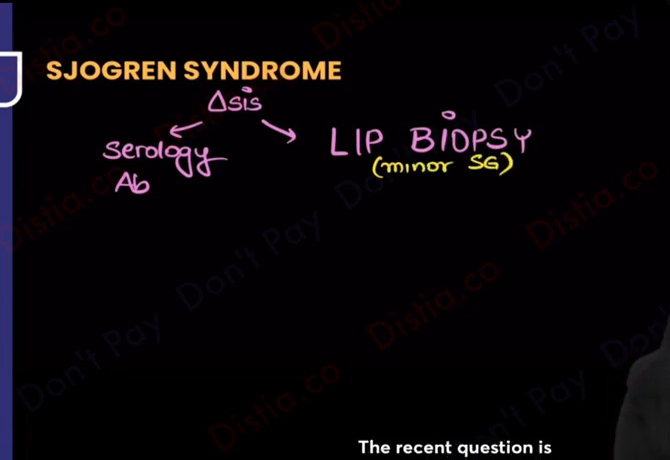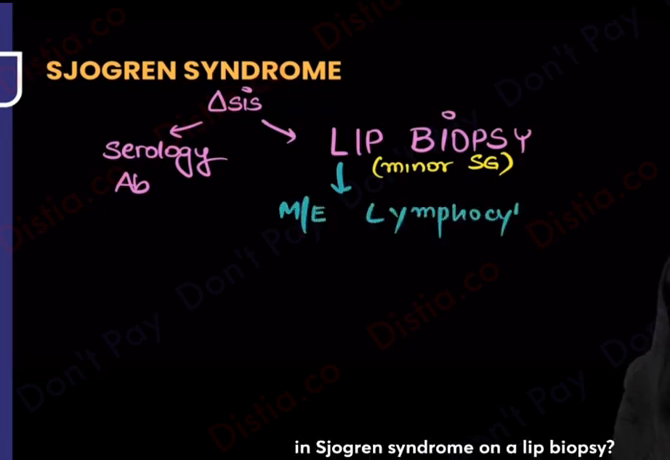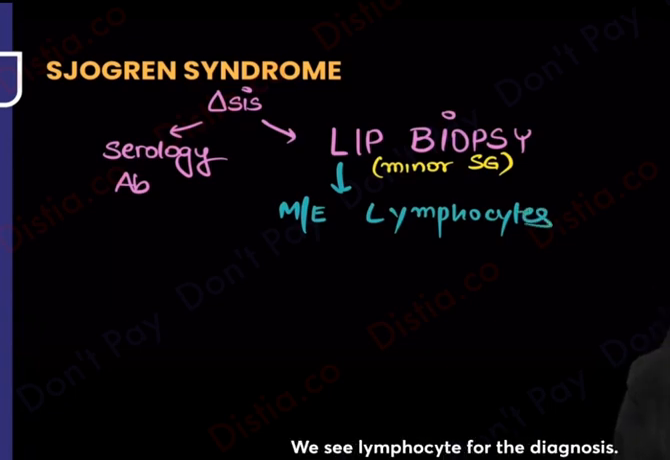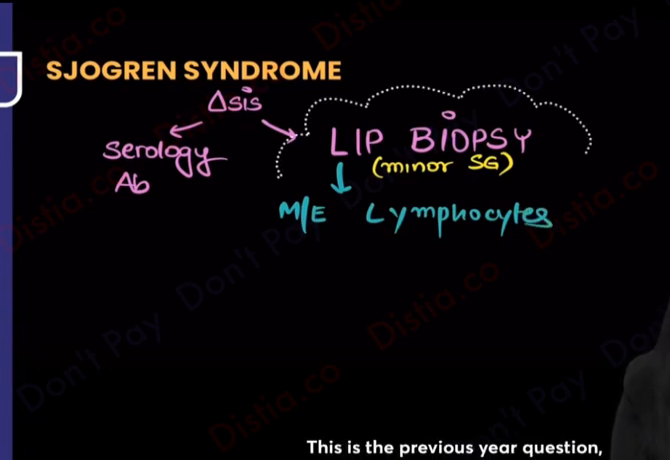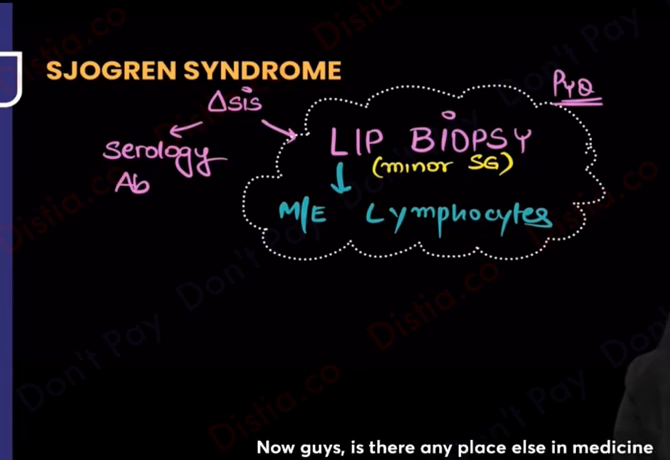The recent question is, what do you see microscopically? Which cells do you see in Sjogren syndrome on a lip biopsy? We see lymphocytes for the diagnosis. This is the previous year question. Very, very important. What is the cell that you see on a lip biopsy? You see a lymphocyte.